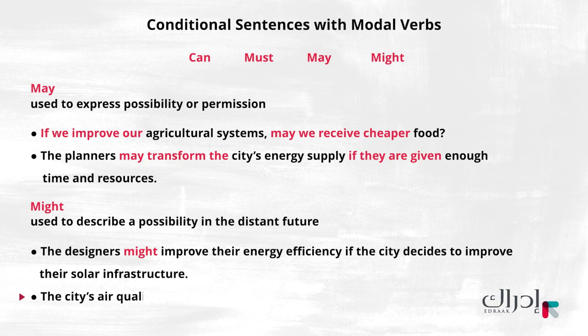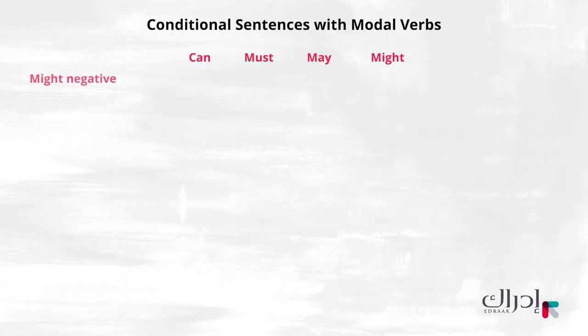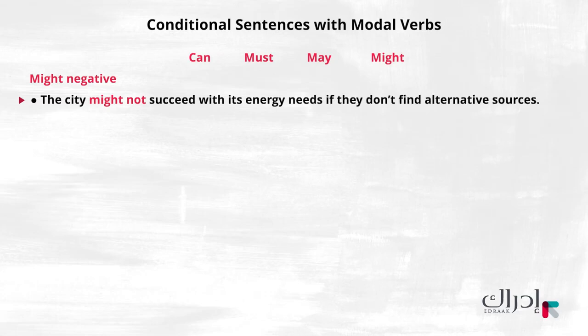The city's air quality might improve if they planted more trees. The negative would be, the city might not succeed with its energy needs if they don't find alternative sources. Now, let's see if we can use these modal verbs and conditional sentences in context. Let's practice.